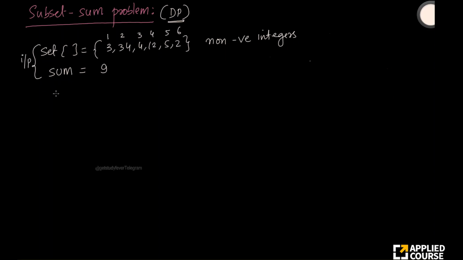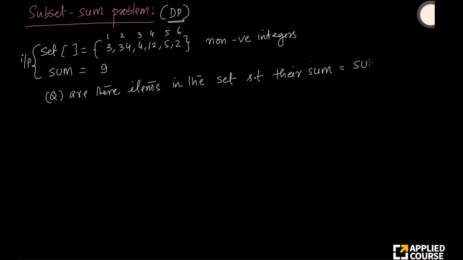What I want to find, the question I'm trying to ask here, is: are there items in the set such that their sum is equal to the variable sum, which is equal to 9? For example, if you look at this set, there are two items, 4 and 5. If I sum up both of them, I will get the sum that I'm looking for. So are there items in the set such that their sum is equal to the variable sum that is given to me? What we want to find is a true or false answer to this question.